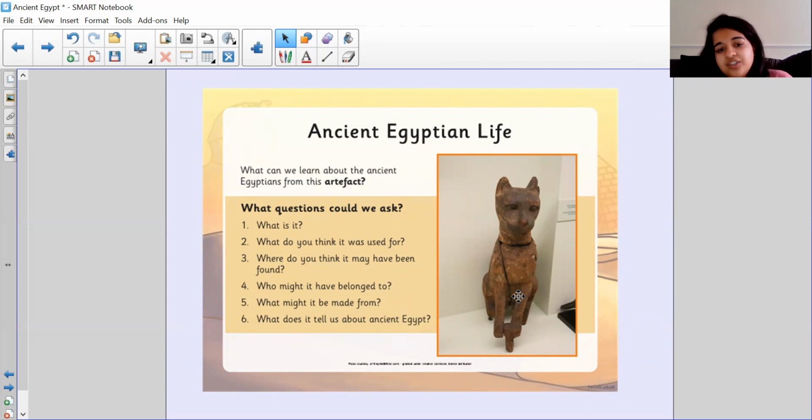Again, do I know the answer? No, I'm just making an inference. I'm using knowledge about what I know. I'm using the picture to help me, okay? There's no right or wrong answer. What might it be made from? Now we know it's after the Stone Age. We know it's sometime around the Bronze Age. I'm thinking a bit of metal, maybe some clay. Okay, it looks like it's lasted a long time, so it's probably made out of metal.